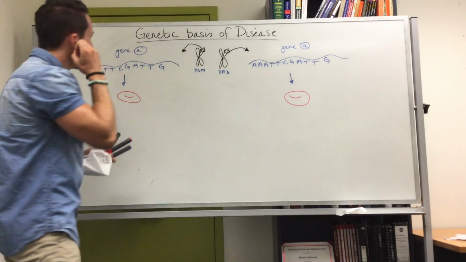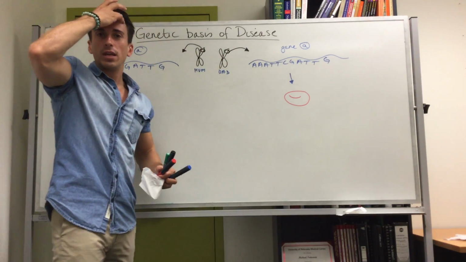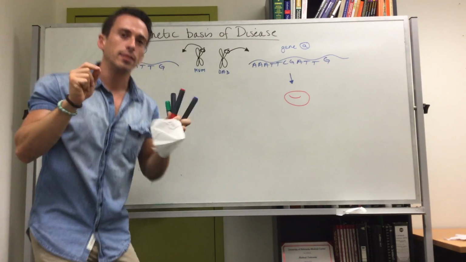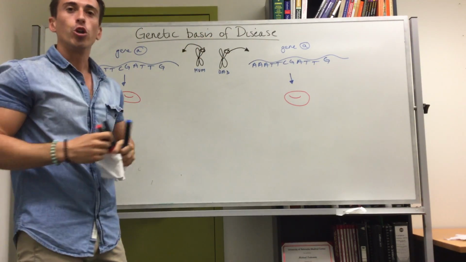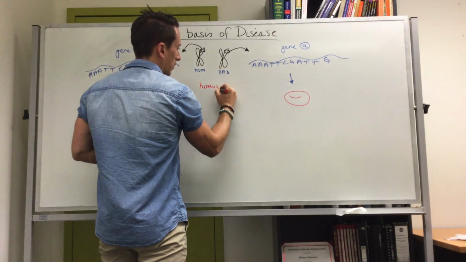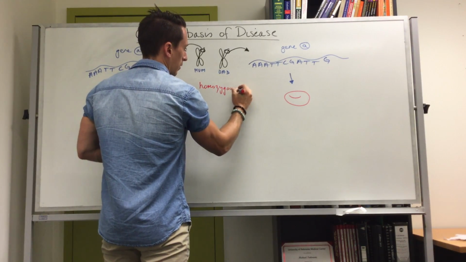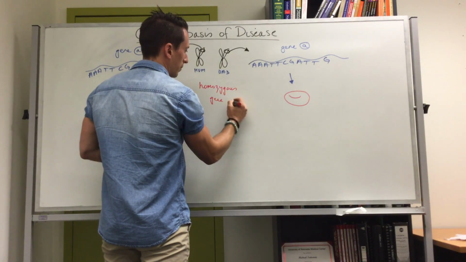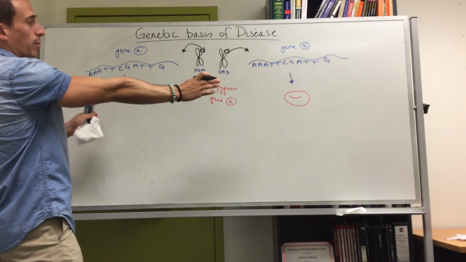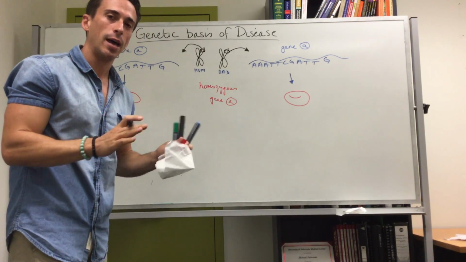Okay, so if you have a look at your DNA and you have a look at those 2 genes, if they are identical, like they are in this case, you are known as being homozygous for gene A. Homo meaning same. So if they're identical from mum and dad, you're homozygous for gene A.